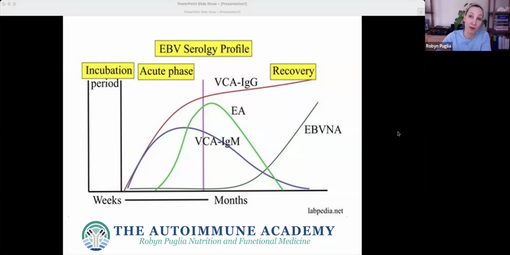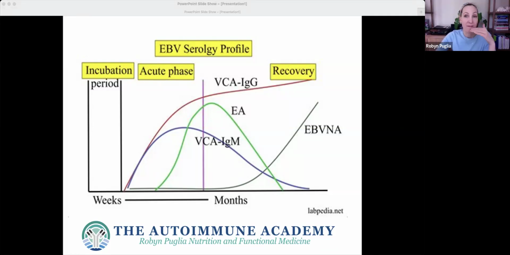Within those three antigens, or those three markers of Epstein-Barr virus, there are two different antibodies that we're looking at. So we're looking at IgG and IgM. The most comprehensive EBV antibody panel will have 5 markers on it. It will have VCA IgG, VCA IgM, early antigen, so EBV EA, and then EBNA IgG and EBNA IgM.